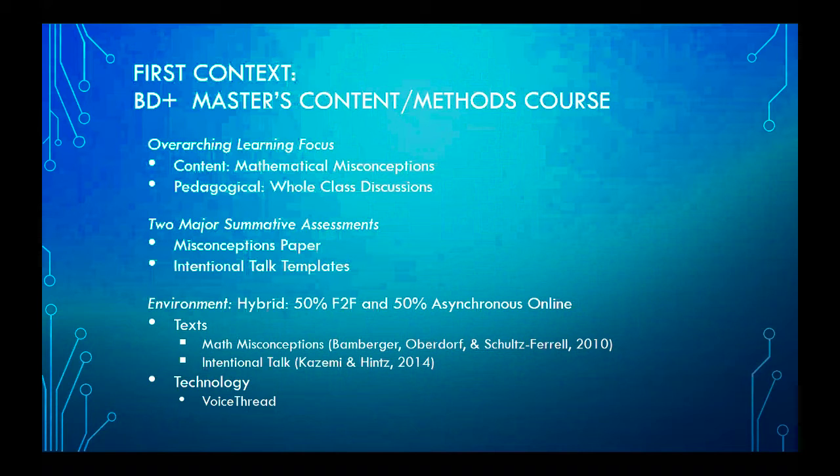So it was a 50-50 class. I had 50% face-to-face and 50% asynchronous online, and it rotated. I had a day of face-to-face and a day of online, day of face-to-face, day of online, and it was very compressed in a summer environment. So the 2 texts that I used, if you're thinking about backward design, we started with our learning focus, then how we're assessing, and then thinking about the tasks, I chose what tools would help me with those tasks. I had the Math Misconceptions book, as well as an intentional talk book from some of our math ed colleagues. And the technology I chose, again, was VoiceThread, because it did best at supporting me getting to those learning objectives that I wanted to accomplish.